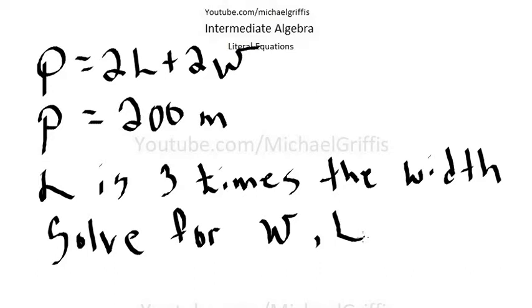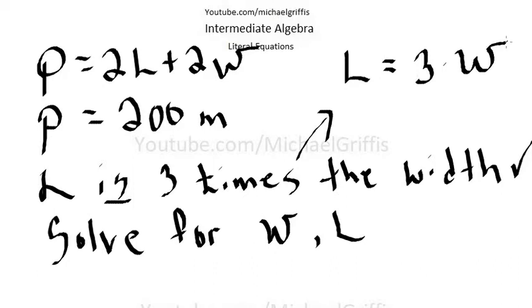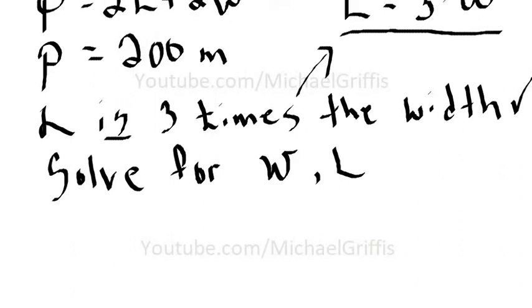Now, this one right here, we're going to need to write some kind of relationship mathematically, and I think I'll just do it right up here. So remember, is means equals, so L equals 3 times the width. So there's the relationship between L and W. So now we can get everything in terms of W in our equation. All right, we're going to try to get everything in terms of W here.